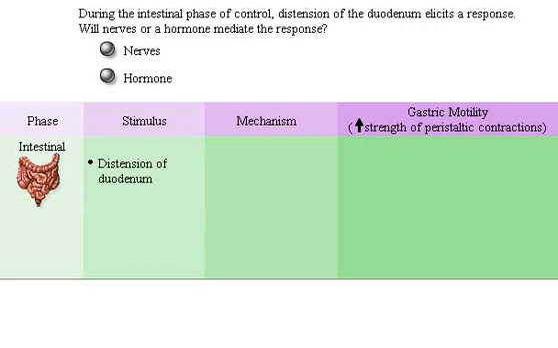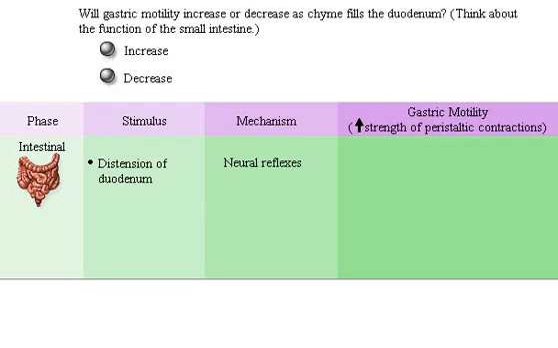During the intestinal phase of control, distension of the duodenum elicits a response. Will nerves or a hormone mediate the response? Will gastric motility increase or decrease as chyme fills the duodenum? Think about the function of the small intestine.